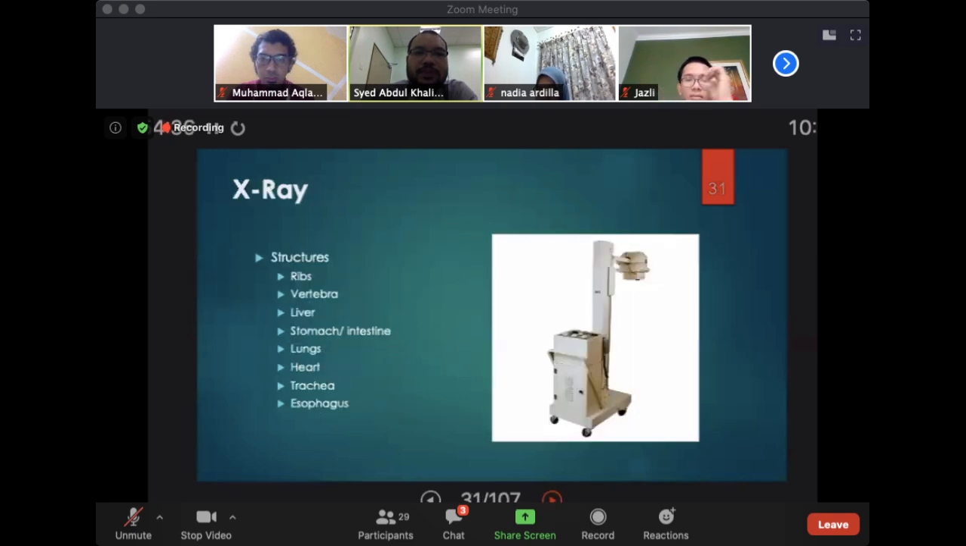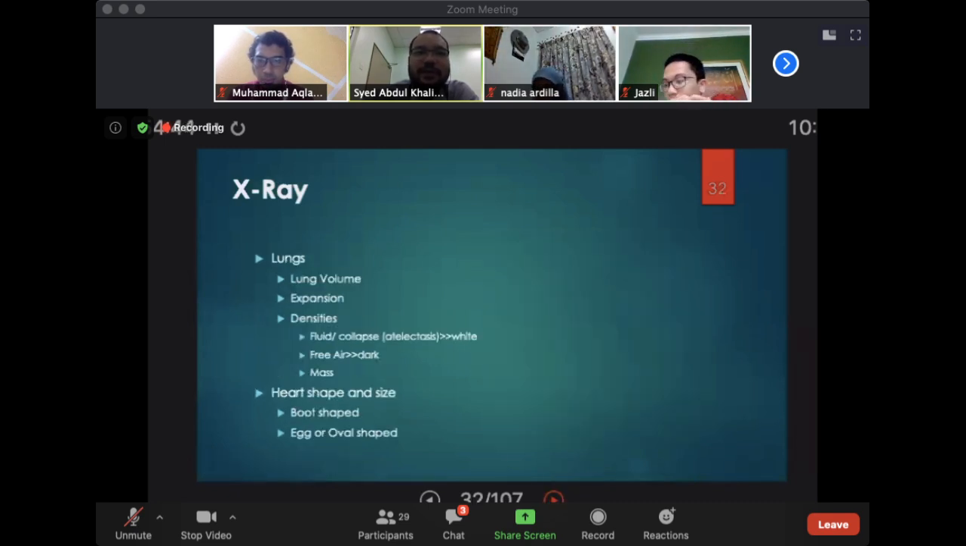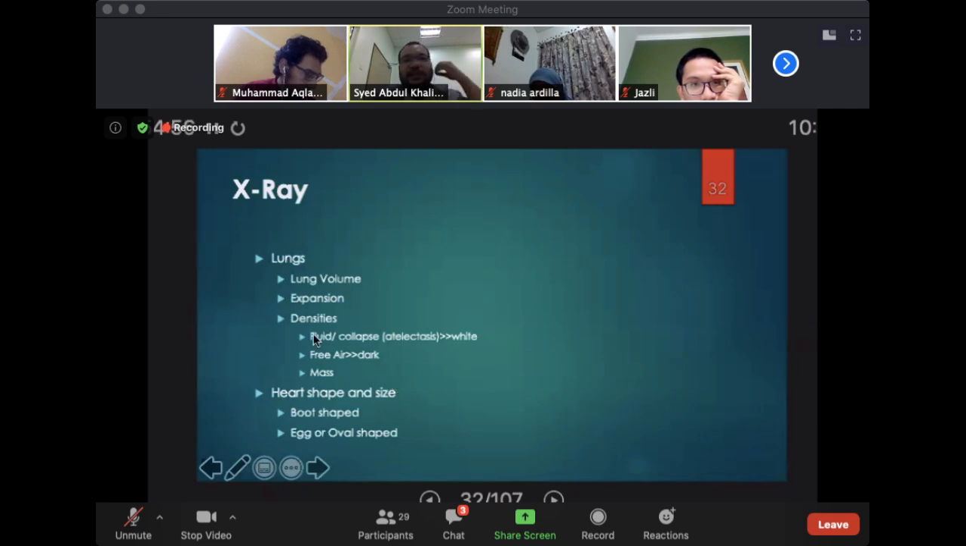Let's see. Okay, if you do X-ray, obviously you need to look at all the structures, the ribs, vertebra, liver, stomach, intestine, and whatnot. Lungs, you need to look at the lung volume. Pulmonary hypoplasia, usually the lung volume will reduce. They have the bell-shaped heart. Lung expansion. So kalau MAS, RDS, sometimes you may see the lung will be hyperinflated.